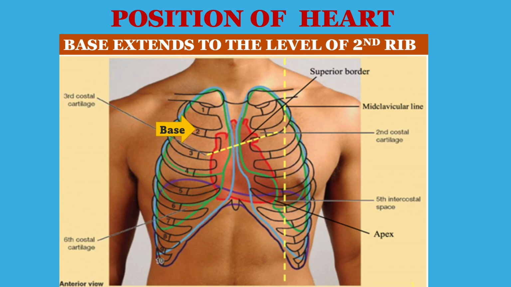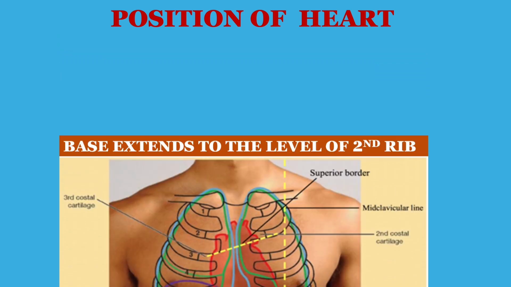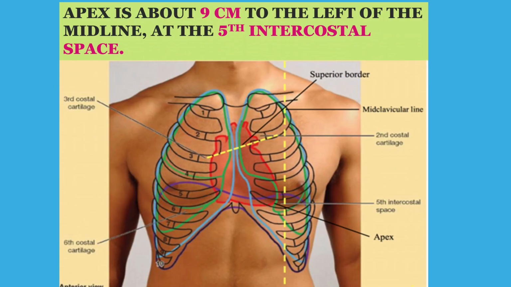The base of the heart, that is the upper part of the heart, extends up to the level of the second rib, and the apex is about 9 cm to the left of the midline at the fifth intercostal space. The apex is mainly formed of the left ventricle.